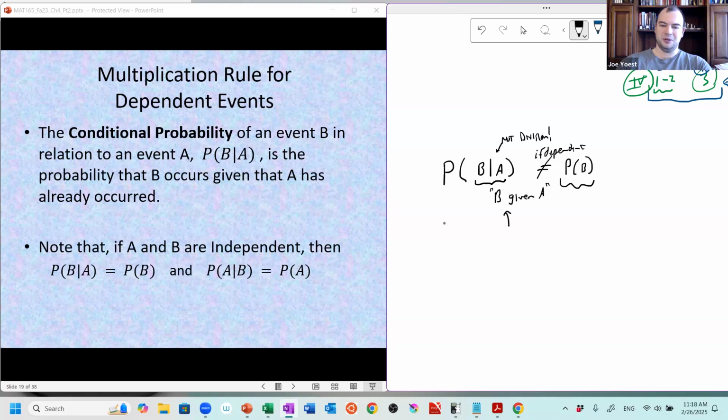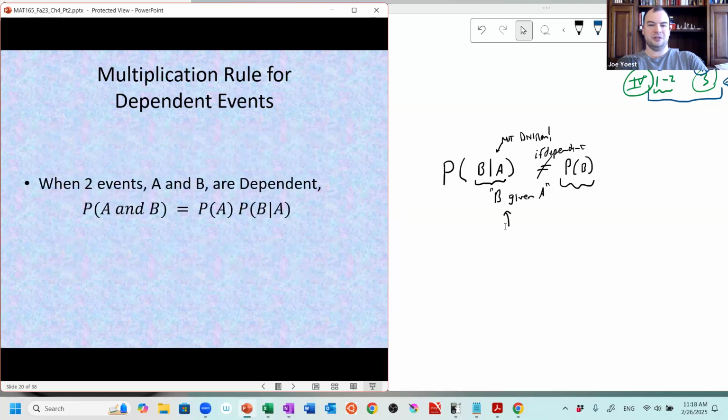So a couple of different ways to think about how this could apply or what this means in the real world. But mathematically speaking, this idea of conditional probability is what we're going to look at next. We're going to look at the mathematics of it.